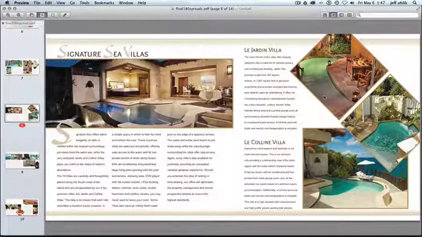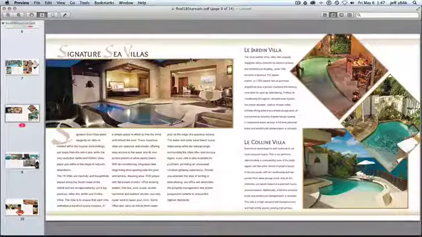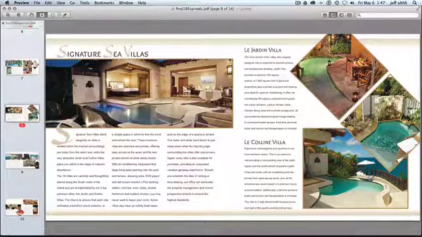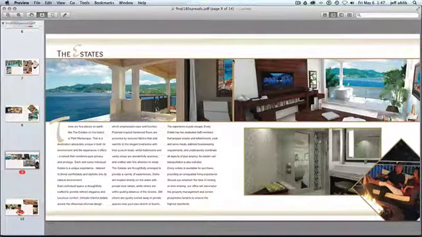In a situation like this, notice the top line here, and how that holds those two spreads together really nicely. Also, the vertical at the gutter, notice how that holds it together very nicely.